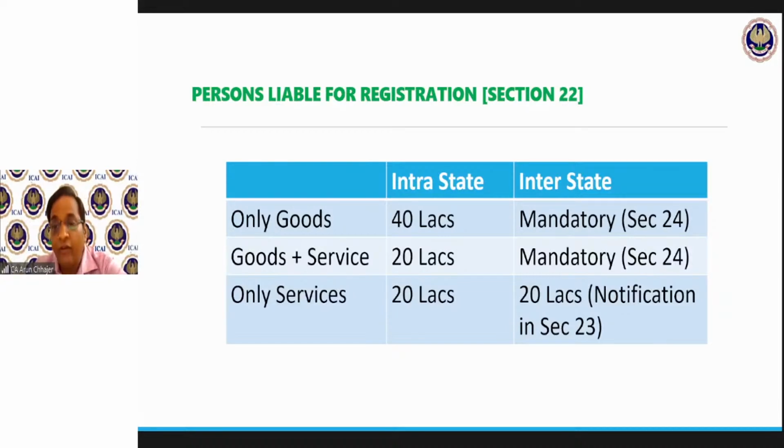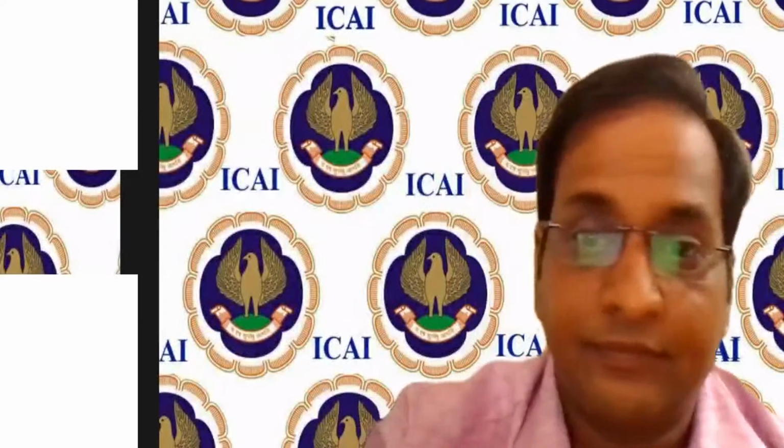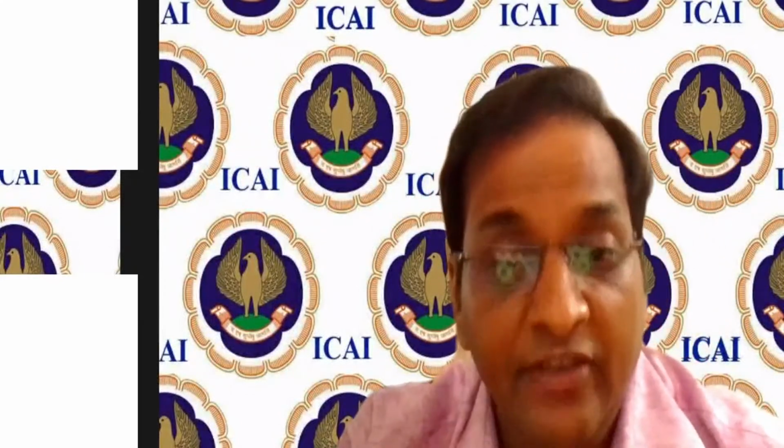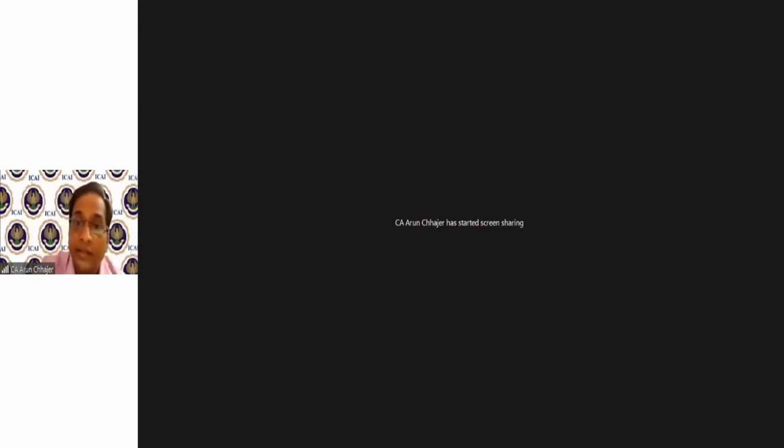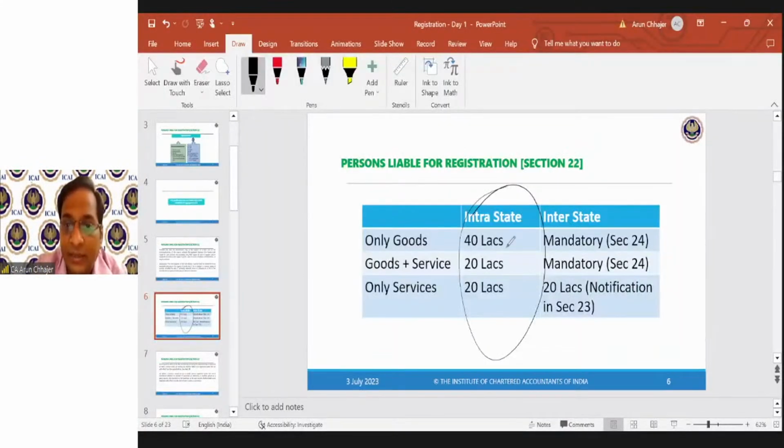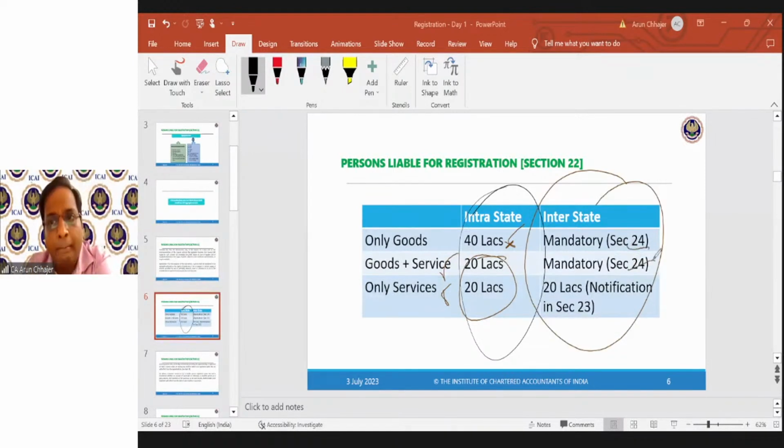Sushil, first let me talk about only within the state. If I'm supplying only goods, no services, the limit would be 40. If goods and services, or only services, the limit would be 20. Intrastate. I made this comparison right now, but this provision we are going to discuss subsequently.